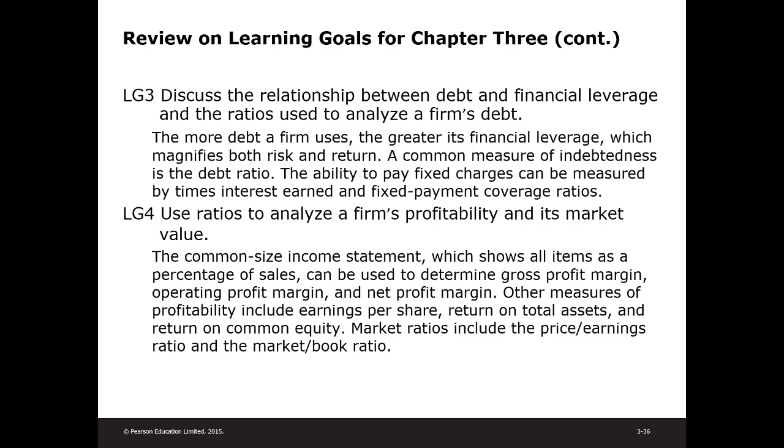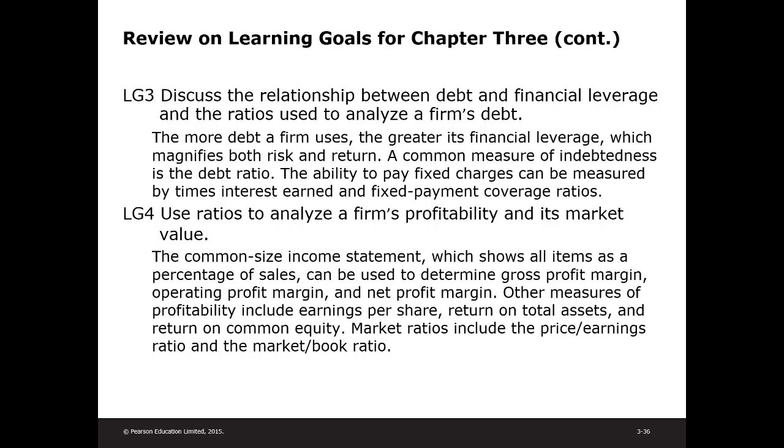The next learning goal is to discuss the relationship between debt and financial leverage and the ratios used to analyze the firm's debt. As we know, the more debt a firm uses, the greater its financial leverage, which means it magnifies both risk and return. A common measure of indebtedness is the debt ratio, which is the total debt over the total assets. The ability to pay fixed charges can be measured by times interest earned and fixed payment coverage ratio, which determine the ability of the firm to pay fixed charges over time.